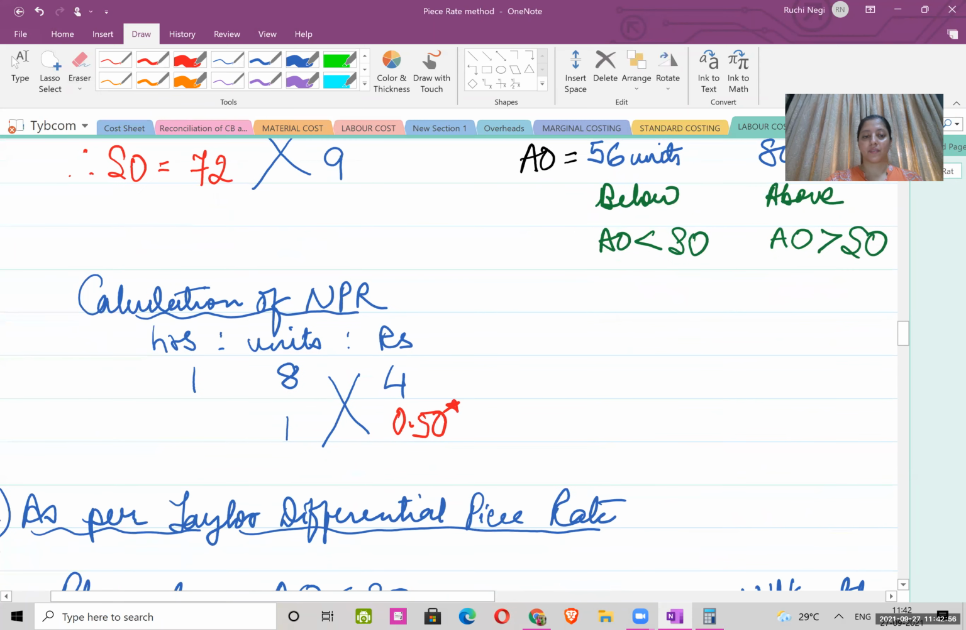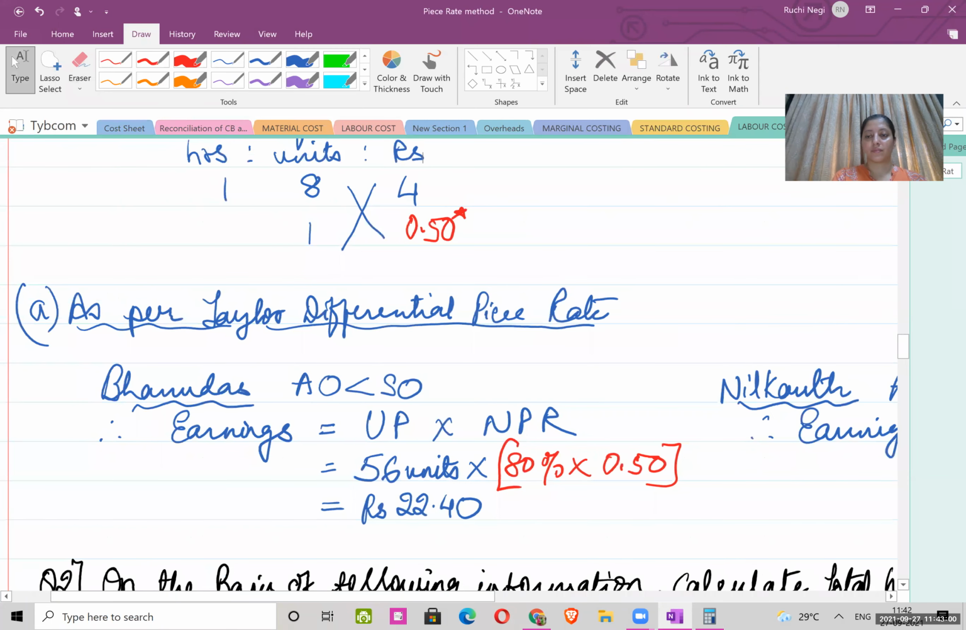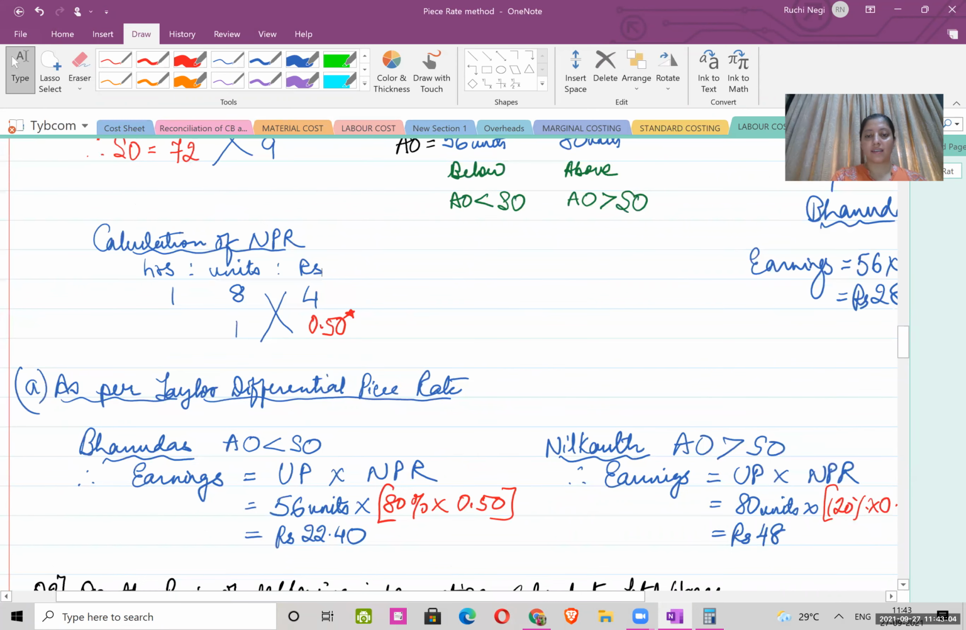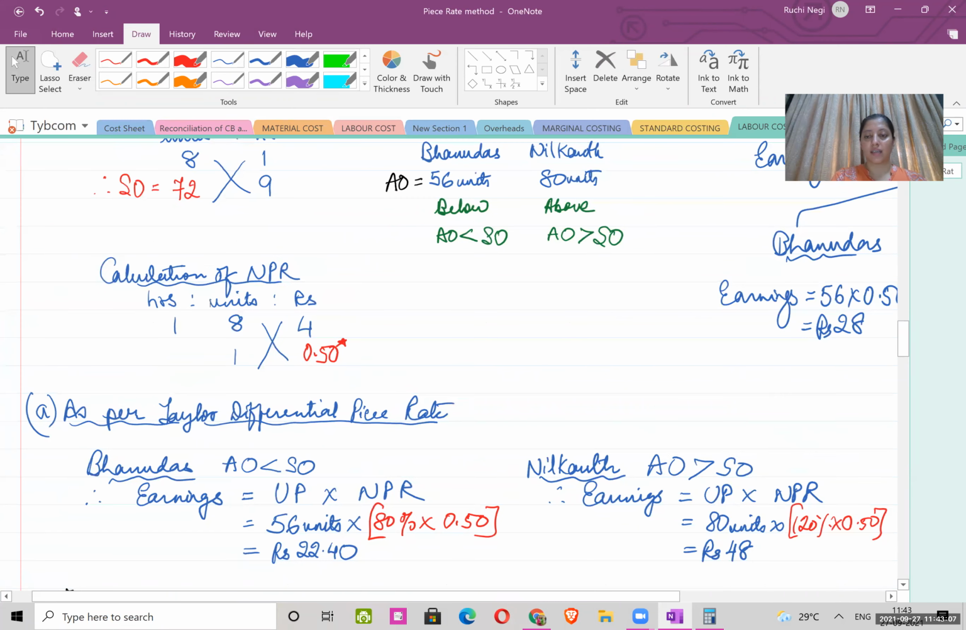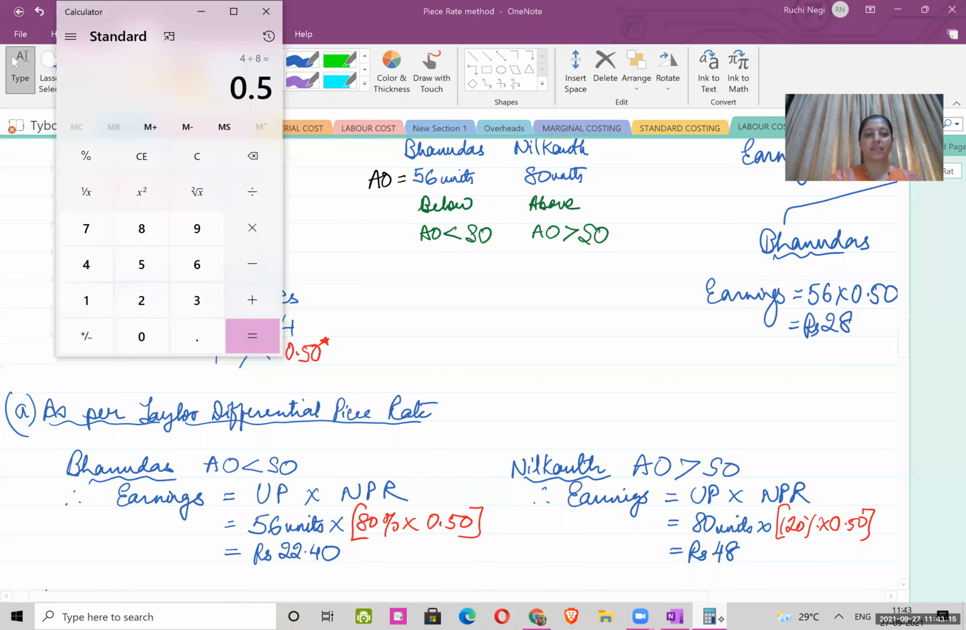Right? And now calculate as per differential piece rate, Taylor, for Neelkant and Bhanudas. Okay, so the formula is units produced into 80% of NPR. So what is 80% of 50 paise? 40 paisa. 40 paisa multiplied with how many units Bhanudas made? 56. So how much wages will he get? 22 rupees 40 paisa. Okay.